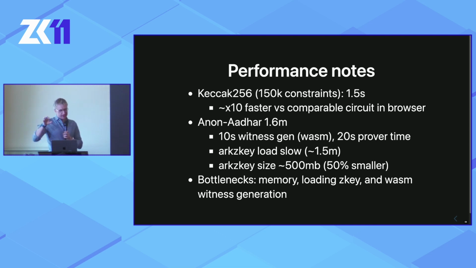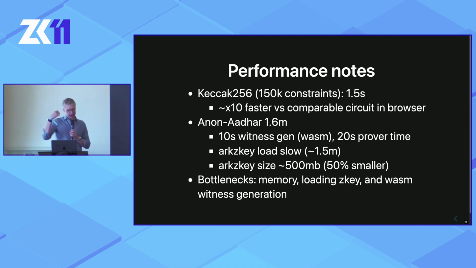And then with Anon-Aadhaar, it depends a little bit on how complicated the witness generation is. For Anon-Aadhaar, when it was 1.6 million constraints, the WASM-based witness generation is about 10 seconds. If it's native, it's like 0.3 or something like that. And then 20 seconds raw prover time.